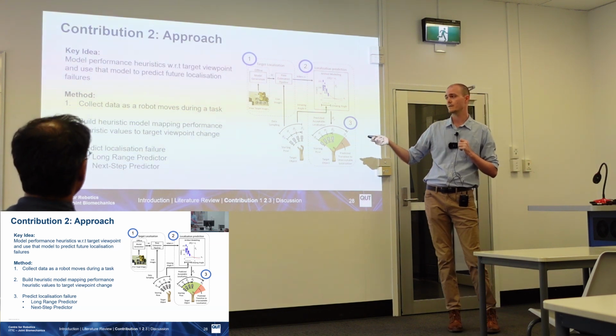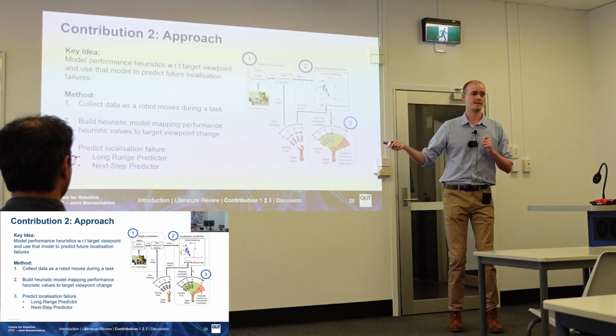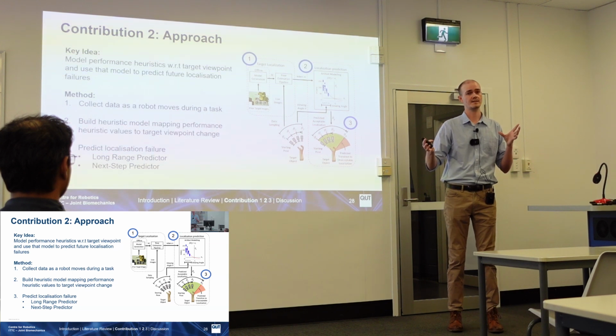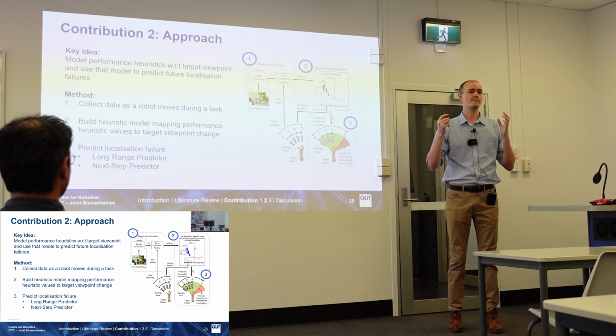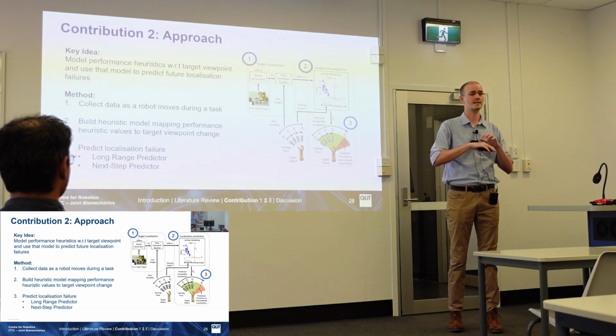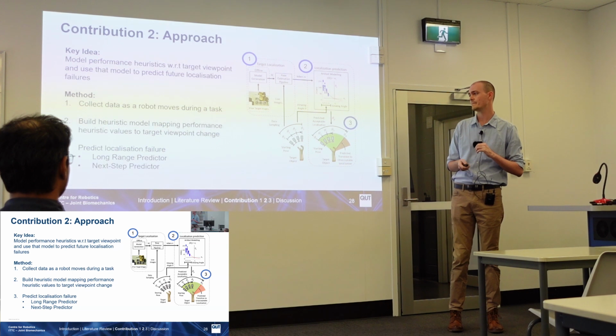In our third step, we predict localization failure. To do this, we use our pre-constructed model to predict the number of inliers we expect to see at target viewpoints that we haven't yet visited. And we then predict that localization performance will be unacceptable for any target viewpoint where the number of inliers is less than a critical threshold. And this is a tunable parameter that we can set.